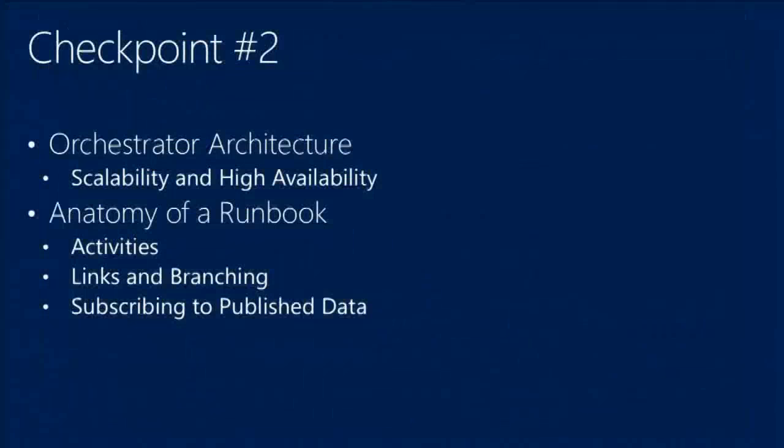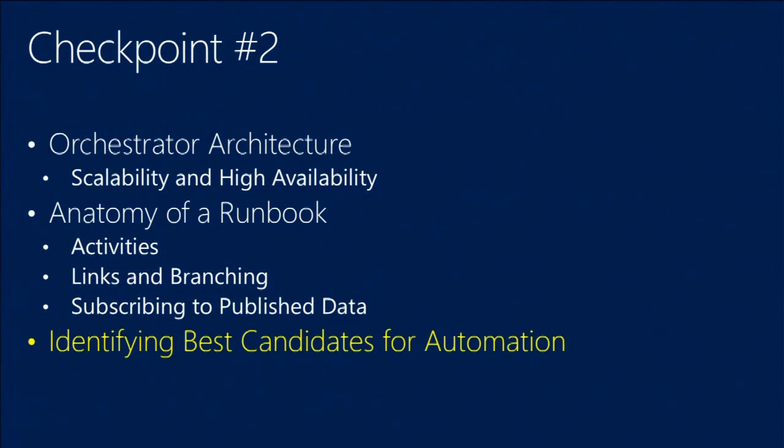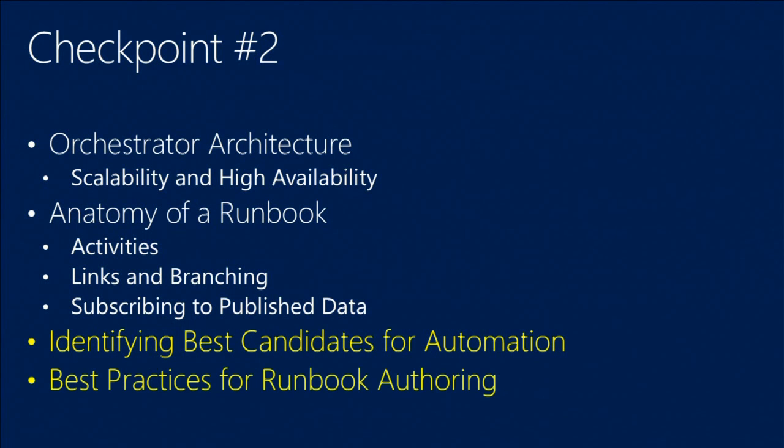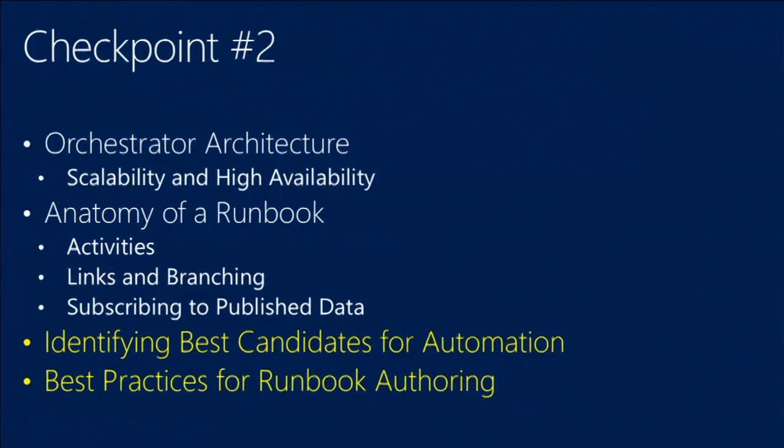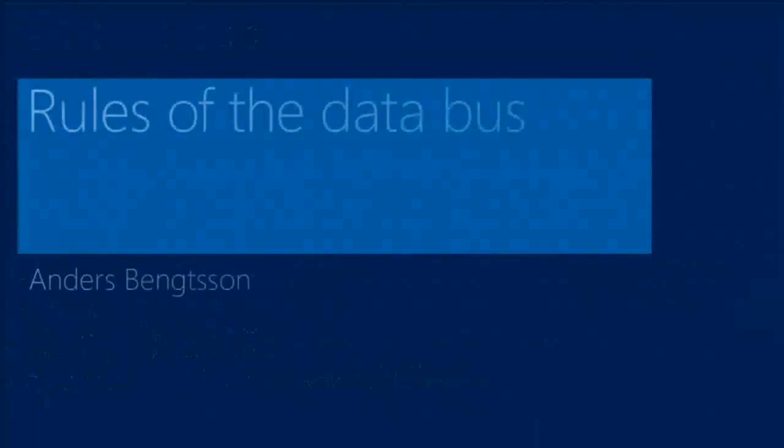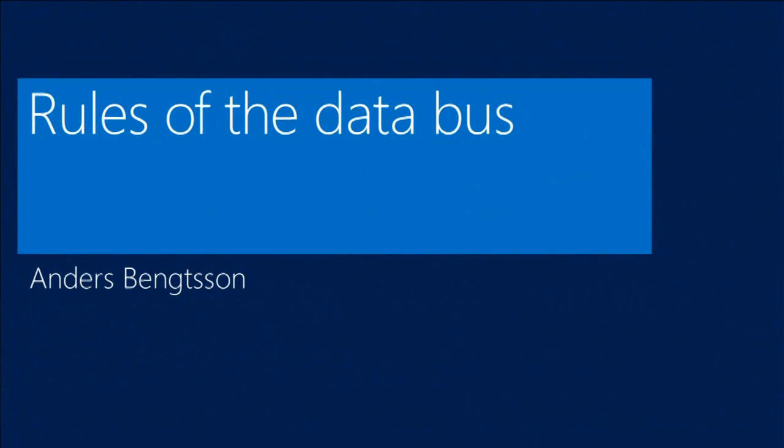So, quick checkpoint, and then we're going to get to the good stuff here. We've talked now about identifying the best candidates for automation. So before we begin running, we figure out what direction, right? Some best practices around runbook authoring. You've got that link out to an advanced session as you move along the path here with orchestration. So enough talk. Let's look at that data bus in depth.